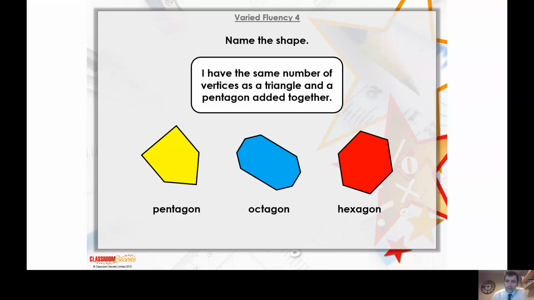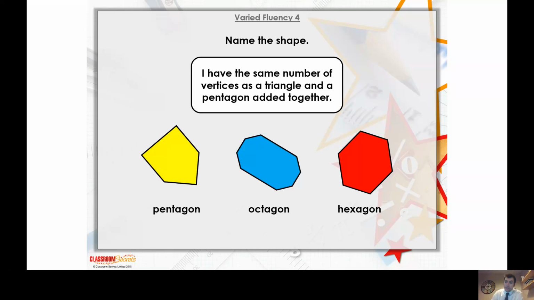Now, this shape has the same number of vertices as a triangle and a pentagon added together. So what you've got to think about is how many vertices a 3-sided triangle would have, and how many vertices a 5-sided pentagon would have. Once you've got those 2 values, you add them together and identify the sum, and that's the number of vertices for the shape that you're looking for.